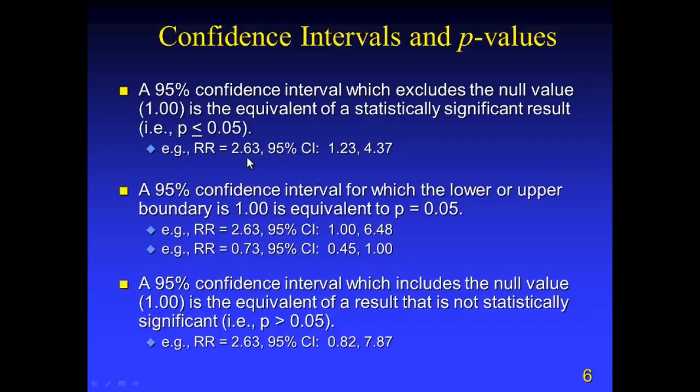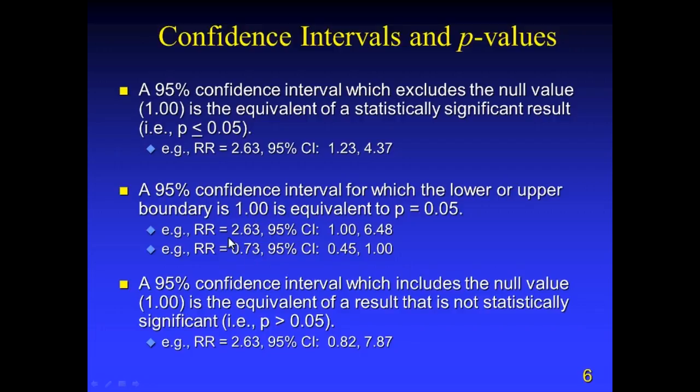So here's an example. The confidence interval does not include 1, and so this would be regarded as a statistically significant result. On the other hand, if one of the boundaries of our confidence interval was 1, then we would say the p-value is exactly 0.05.